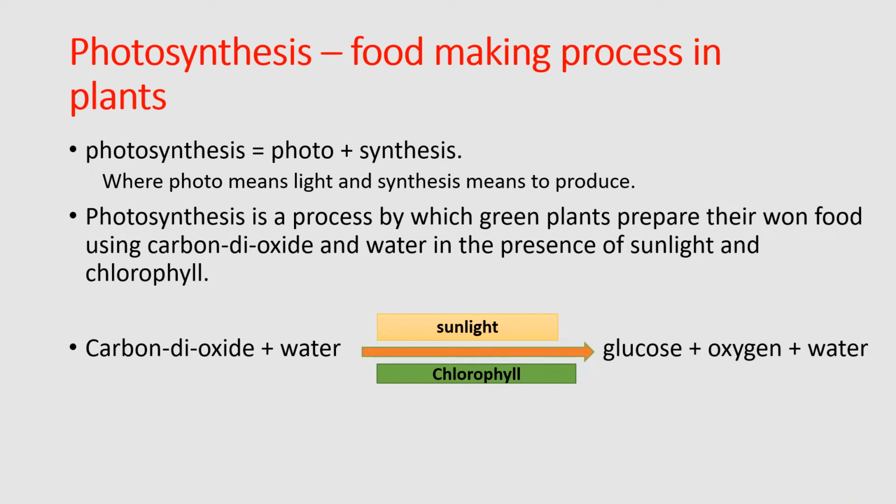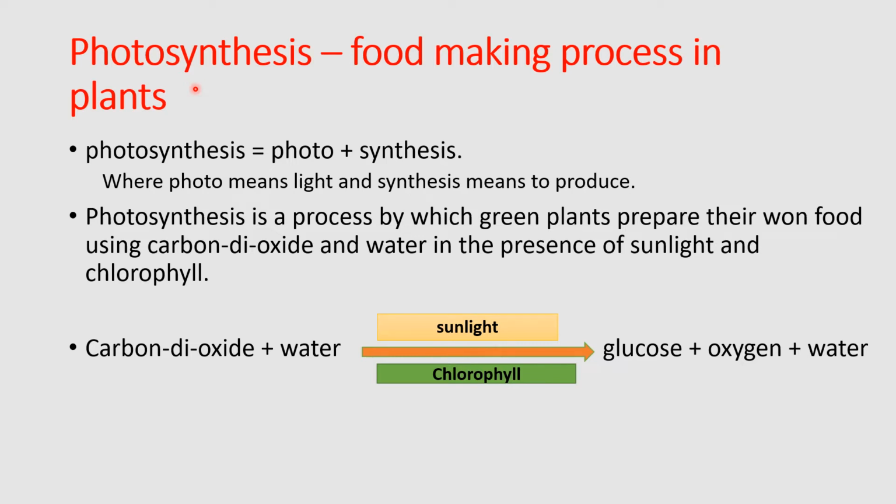Now one new thing we learn that is very interesting: photosynthesis. What is photosynthesis? It is the food making process in plants. We know that autotrophs can make their own food, and that green plants can prepare their own food. This food making process is called photosynthesis.